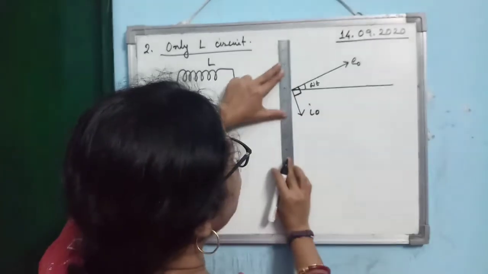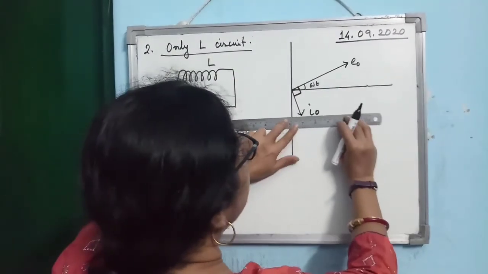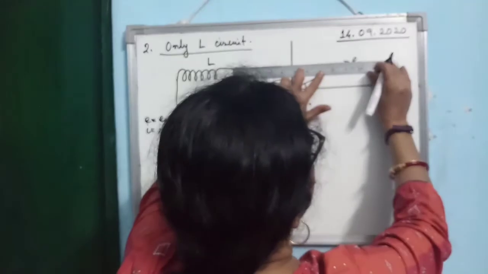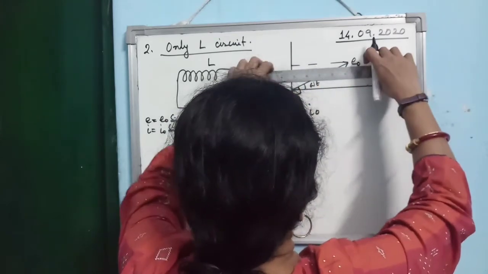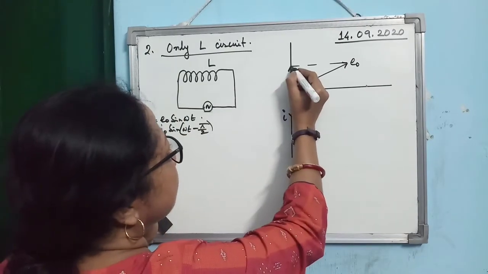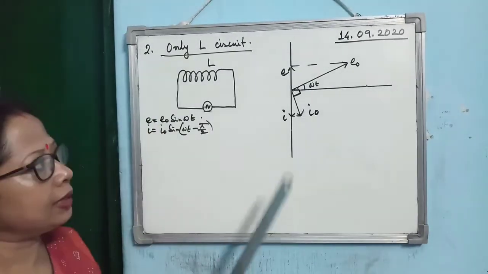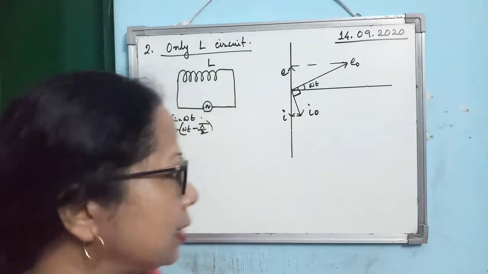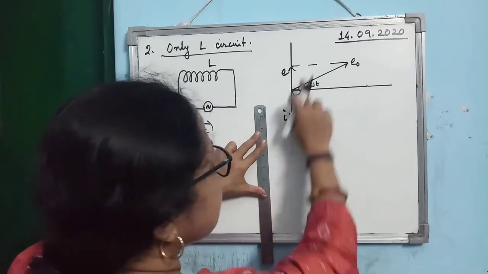So these are the peak values of the EMF and the current. If you want to get the instantaneous value, then you know what you have to do. You have to draw the projection on the vertical line. For the only R circuit also we have done it. I hope you have not forgotten. So this is I and this is E. You must remember it. This portion gives you the magnitude of E, and this length will give you the magnitude of the instantaneous current I. This is the phasor diagram.